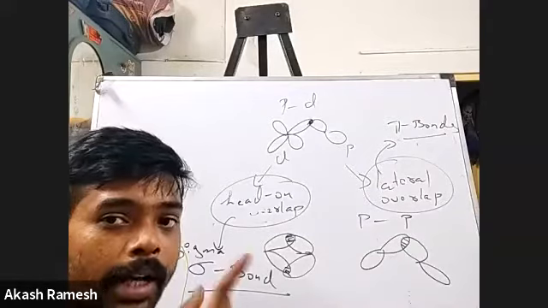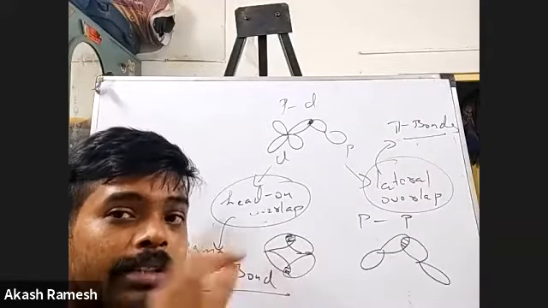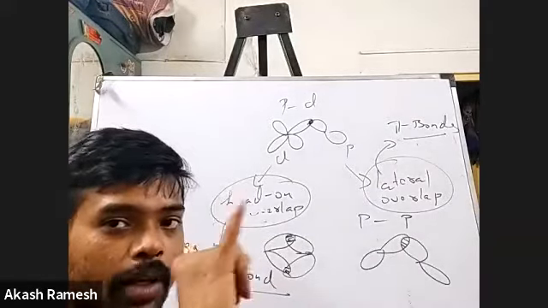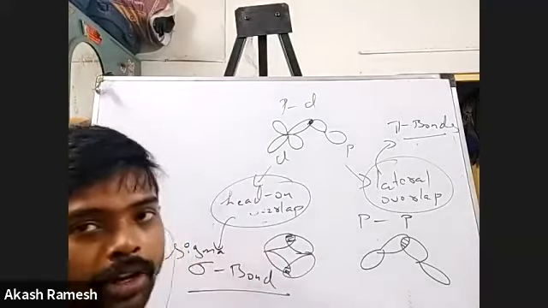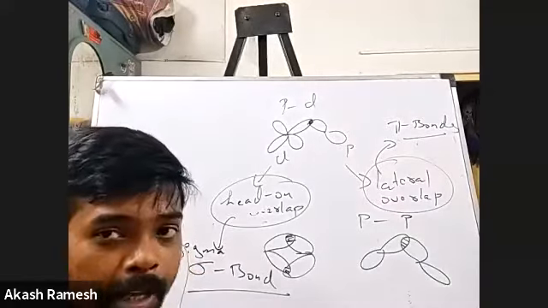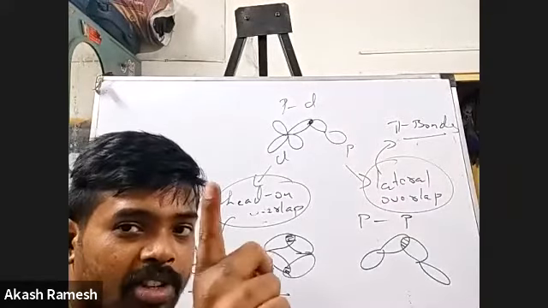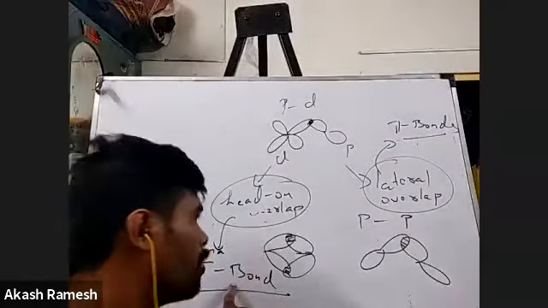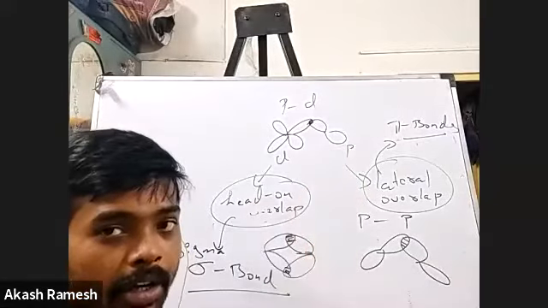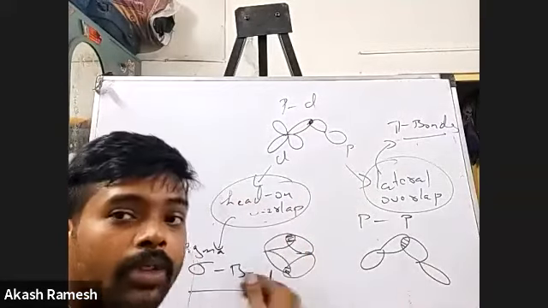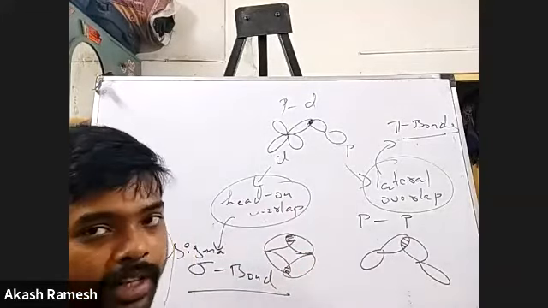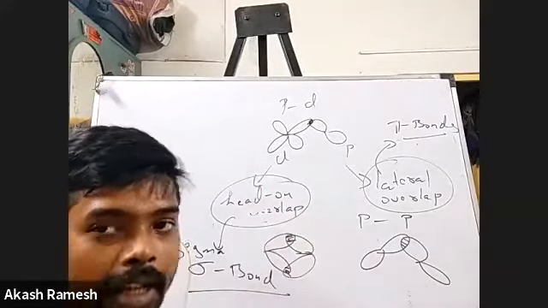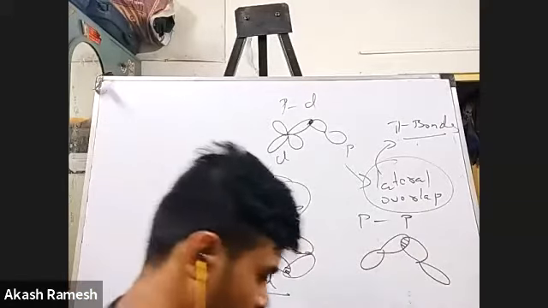Even in the sigma bond can be formed by three types of head-on overlap: SS overlap, SP overlap, and PP overlap. Among them, which is stronger? All these questions can be asked, isn't it? The first question is, which bond is stronger, sigma bond or pi bond? Among sigma bonds, like SS overlap, SP overlap, and PP overlap, which is stronger and which is weaker? All these things I will be able to tell. So that we will see.